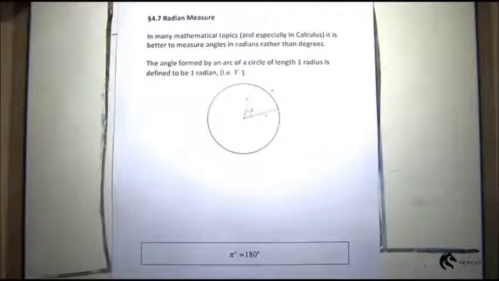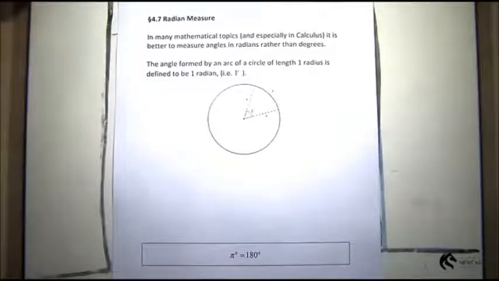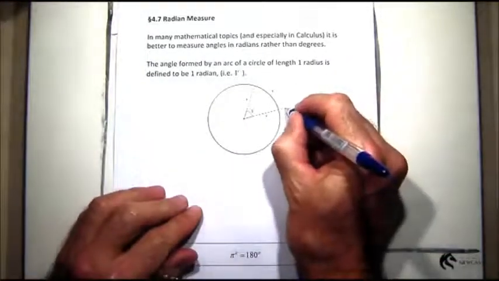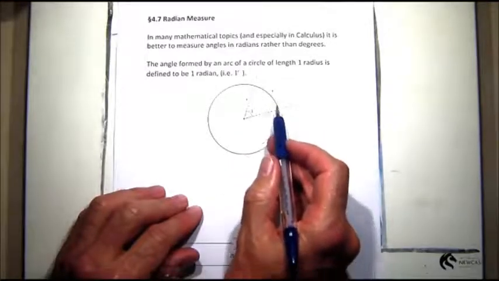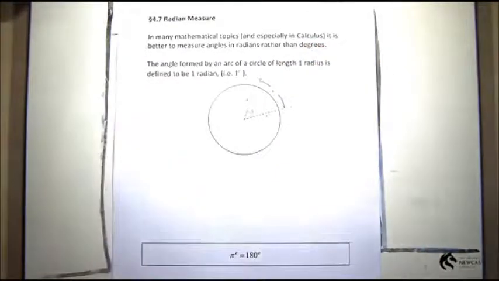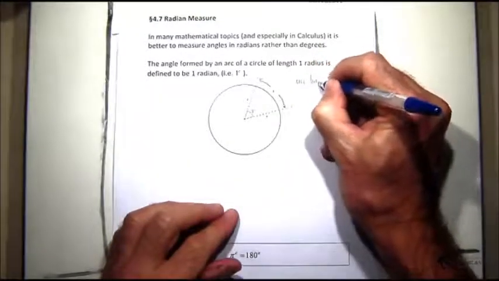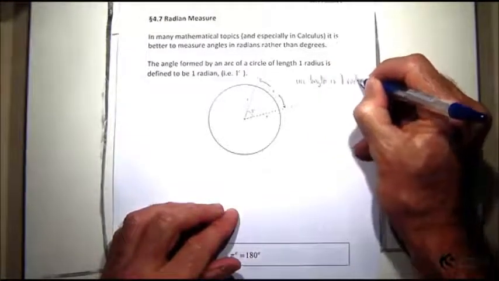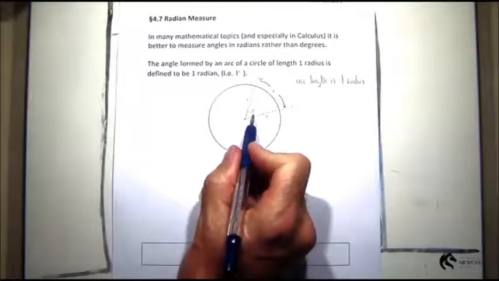So what is a radian measure of an angle? It goes like this. It's the angle formed by the arc of a circle of length 1. So what we're saying is, draw yourself a circle and imagine that you've got a sector or an arc of that circle, and that arc is of length the same as the radius of the circle. So that arc is of length r. So here the arc length is 1 radius. If that's the case, then this angle here at the centre is defined to be 1 radian.